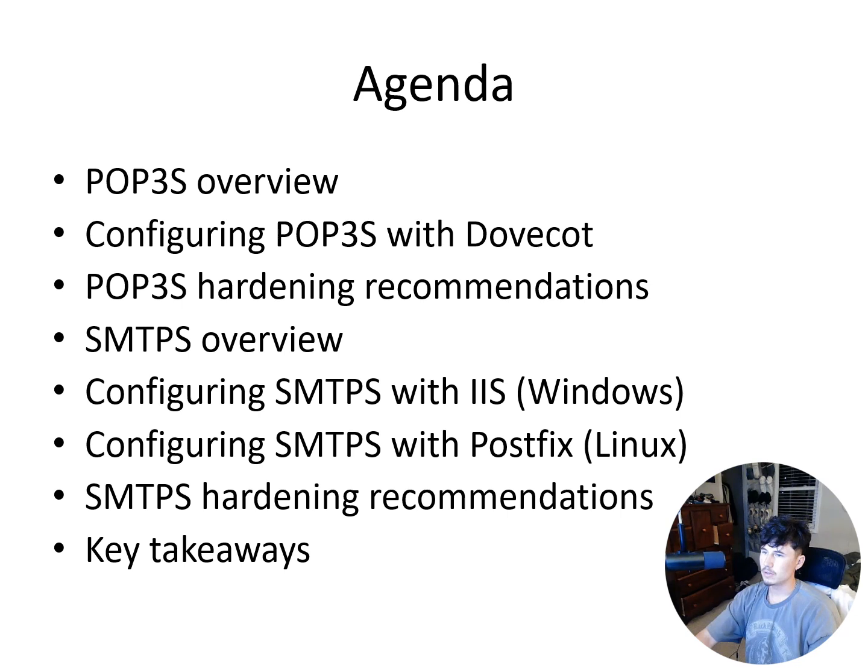Here's the agenda for my presentation. I'll begin with an overview of POP3S, followed by a discussion of how it is configured using the Dovecot mail server on Linux. I will then move into hardening recommendations that make POP3S more secure in practice. Next, I will shift to SMTPS, explaining what it is and why it's important. After that, I'll go into detail on how SMTPS can be configured using IIS on Windows and Postfix on Linux. Once I've covered configuration, I'll provide at least 3 hardening recommendations for each platform. Finally, I'll wrap up with key takeaways to summarize the most important points.